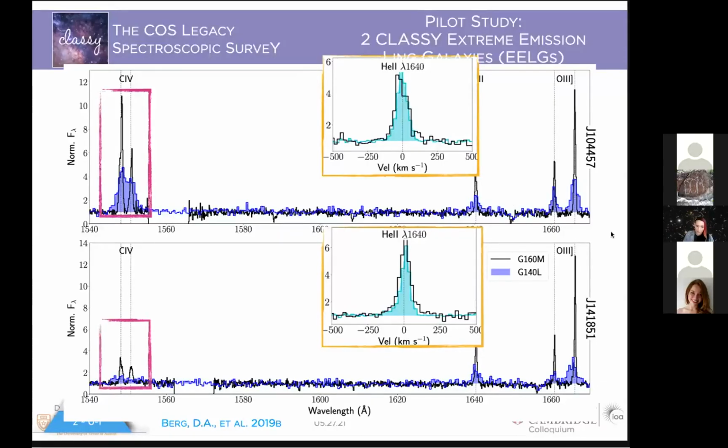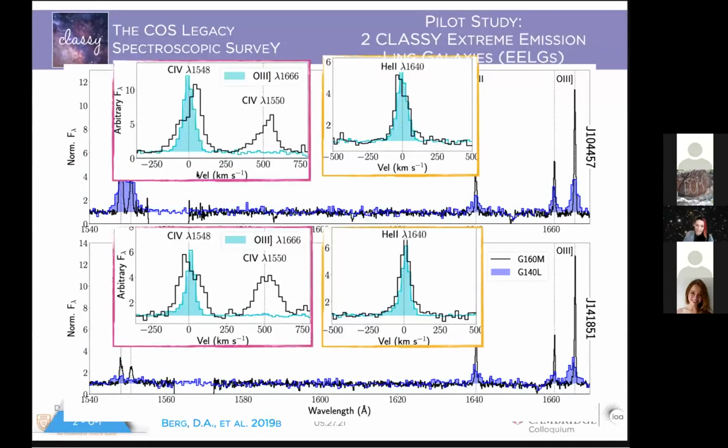And then carbon-4, for these two galaxies, again compared to that oxygen-3 line width, we see is actually broader and has some shape to it.